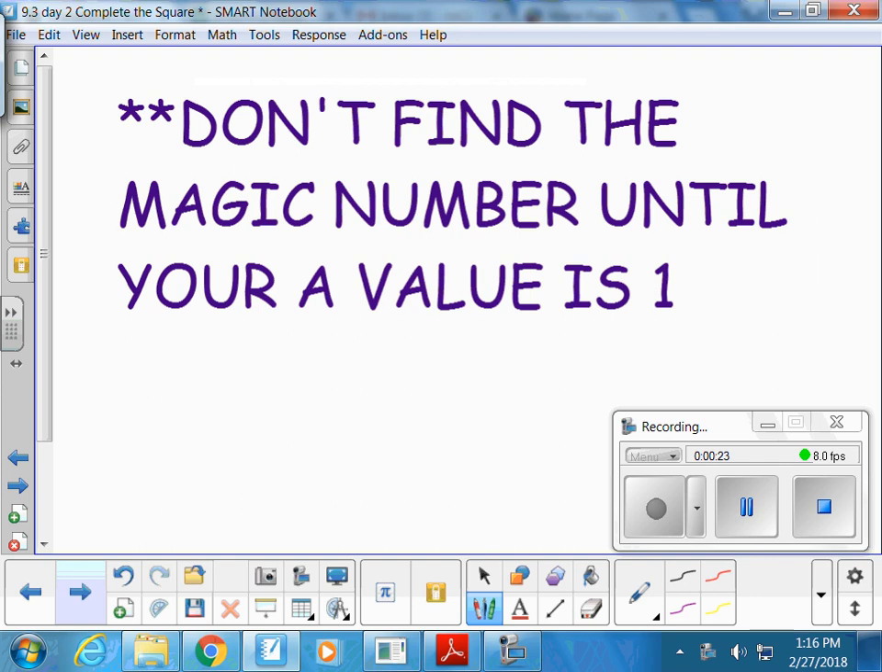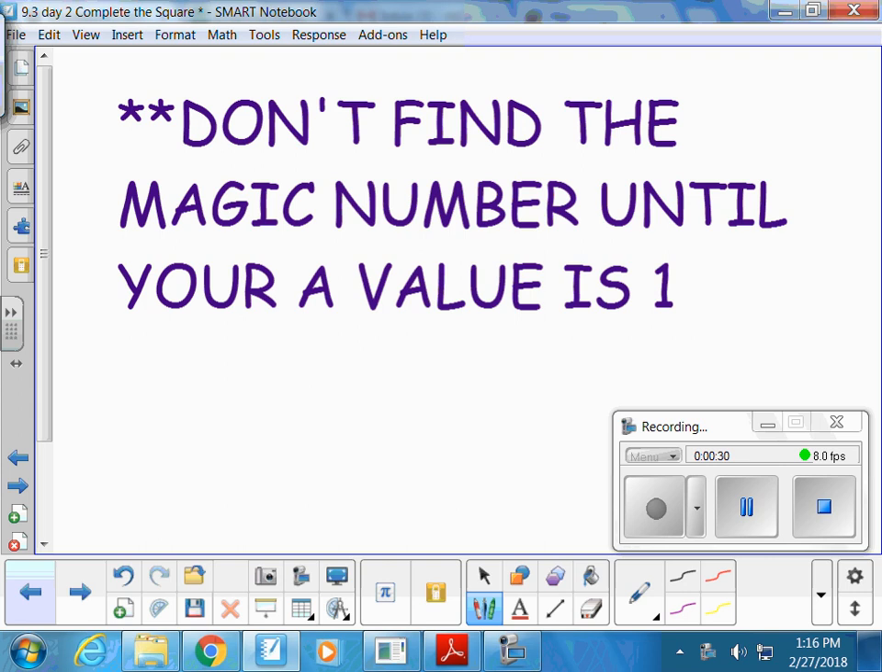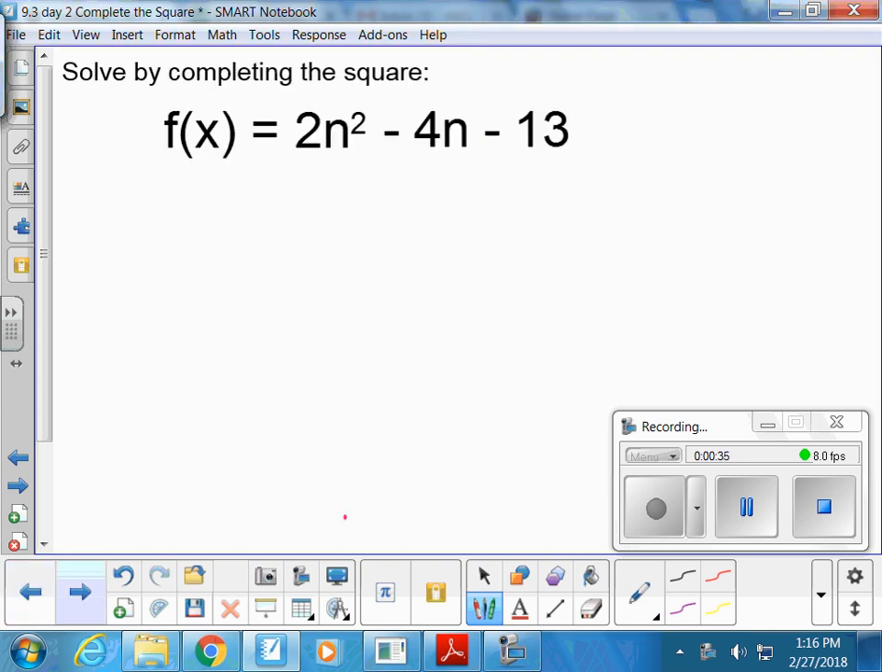So the key is today the problems will look something like this with a 2 out front. That means you are not quite ready to find your magic number until the A value out front is a 1. So we'll be using some common monomial factoring.